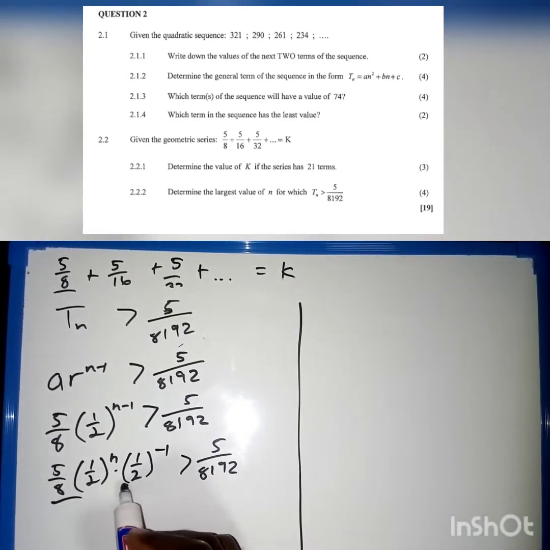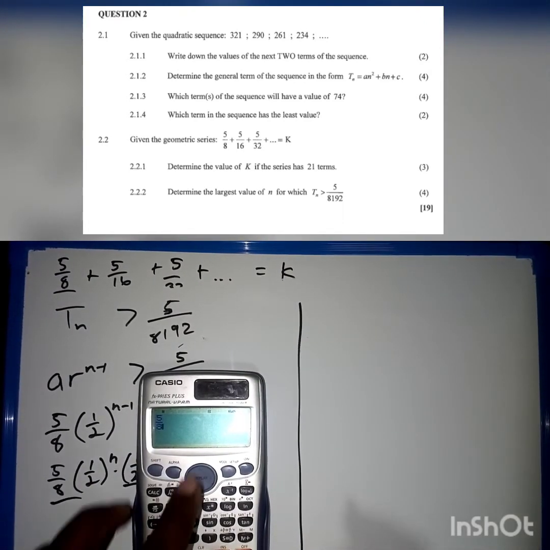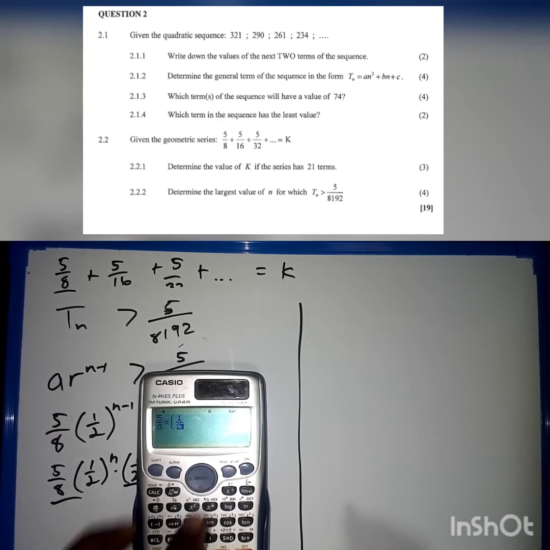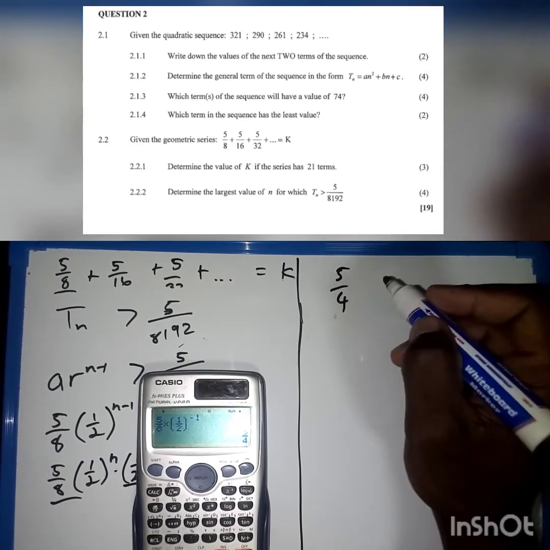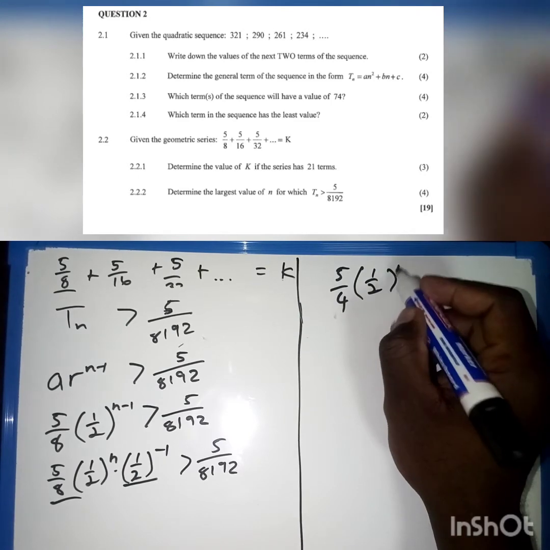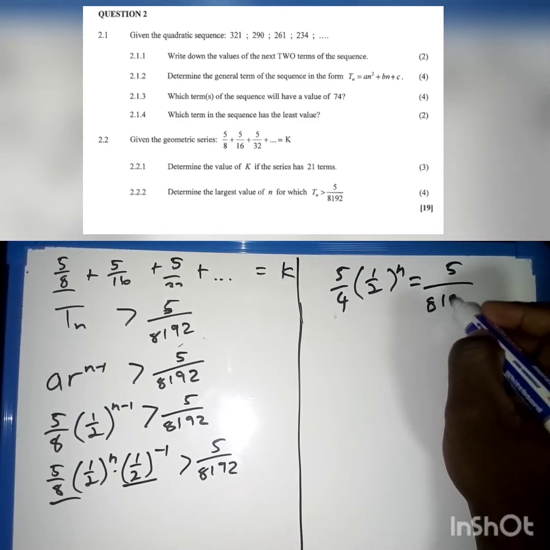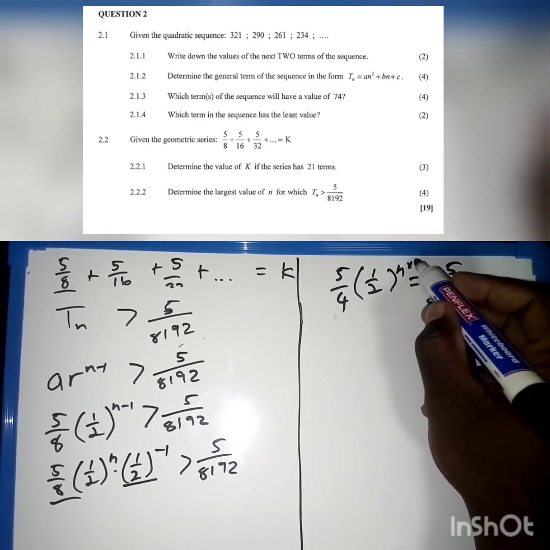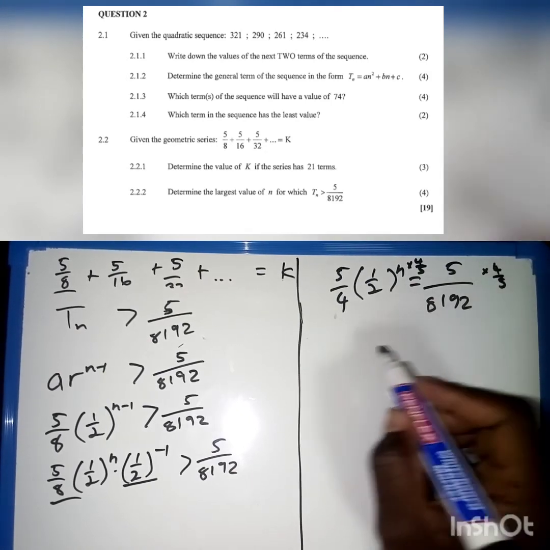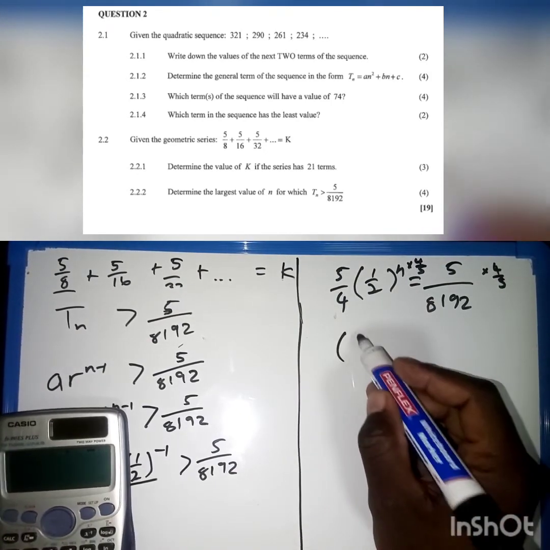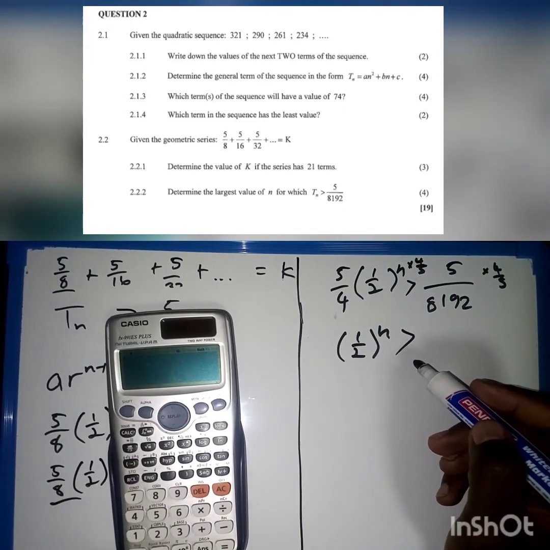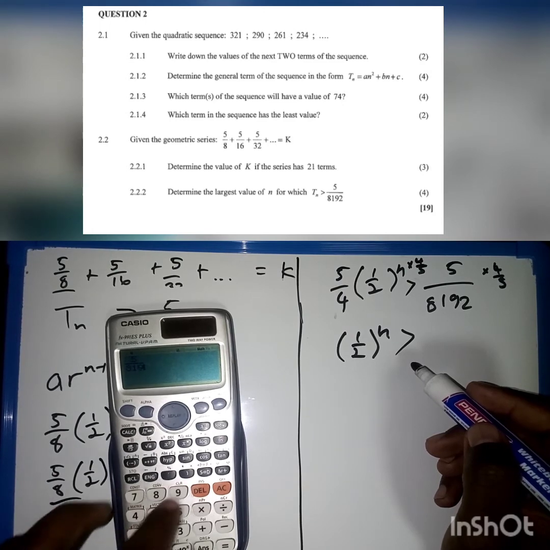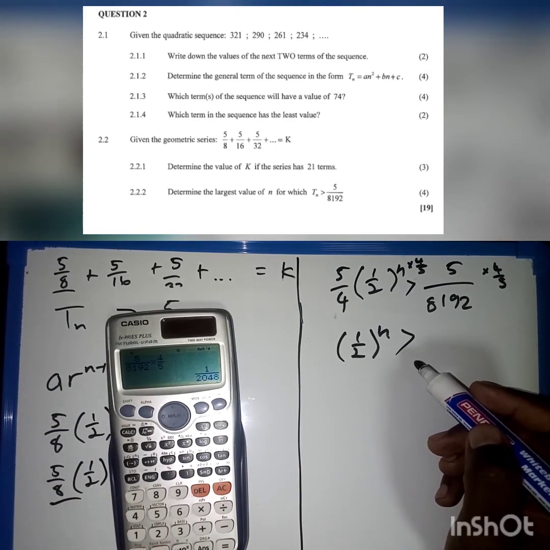So I'm going to multiply this and this here. That will be 5/8 times (1/2) to the power of negative 1, and this gives me 5/4. So it's 5/4 and then (1/2)ⁿ is greater than 5/8192. Going to multiply both sides by 4/5. Then this will give me (1/2)ⁿ, greater than 5/8192 times 4/5, which gives me what? 1/2048.